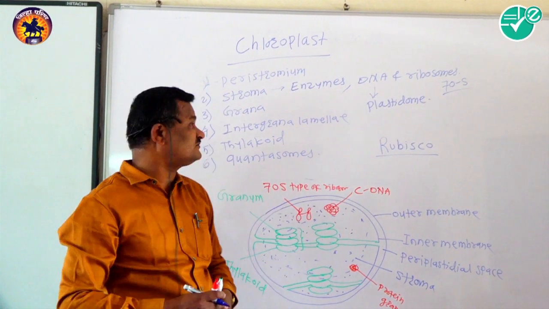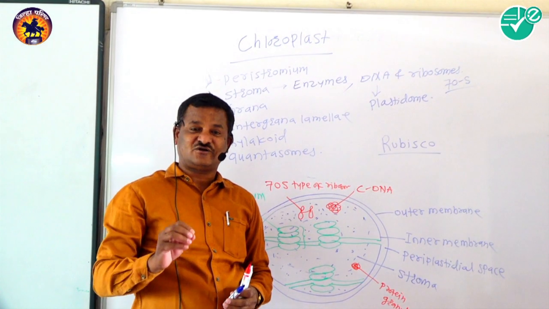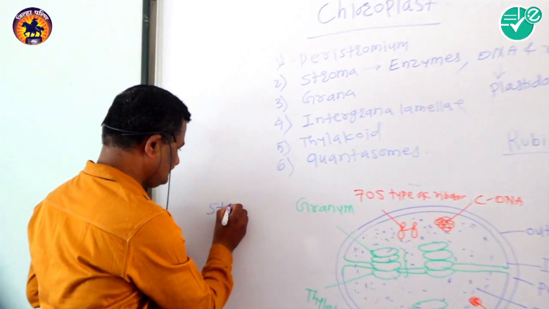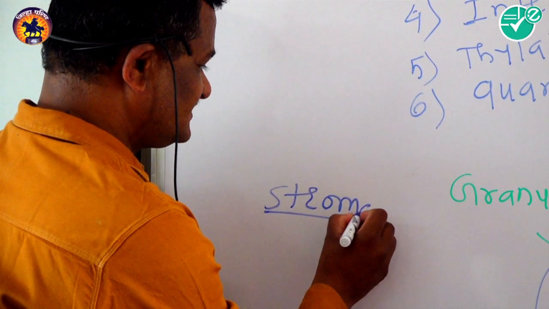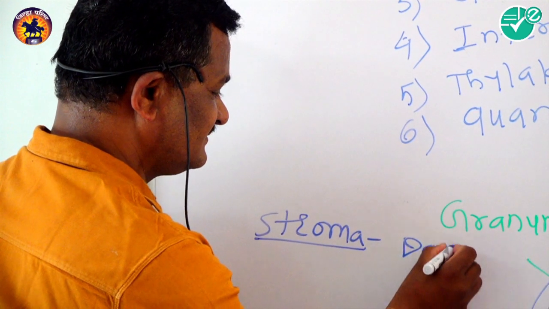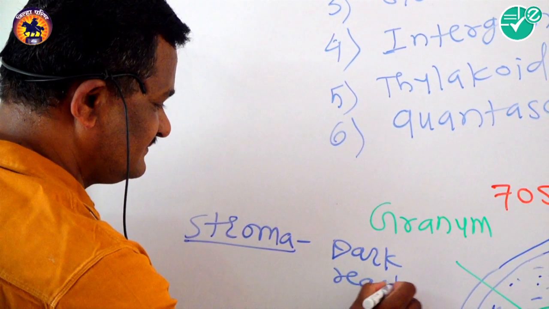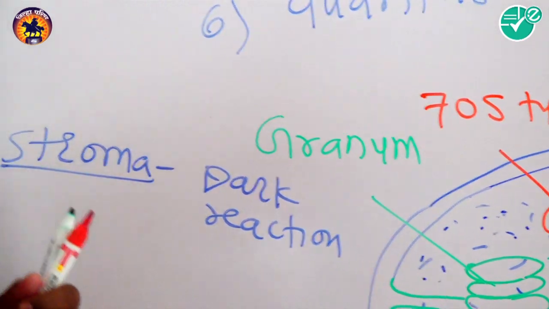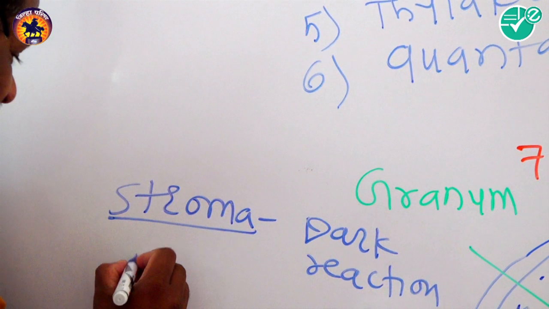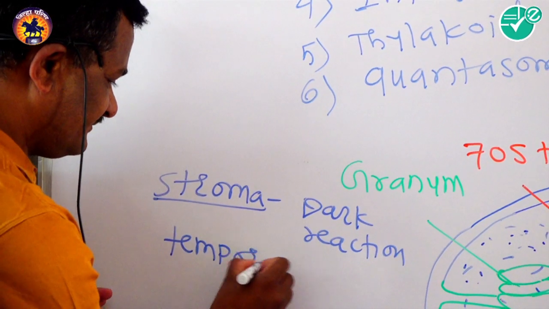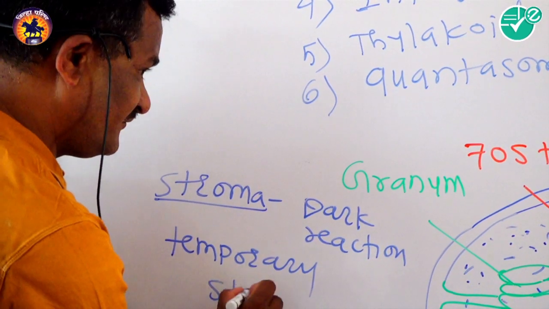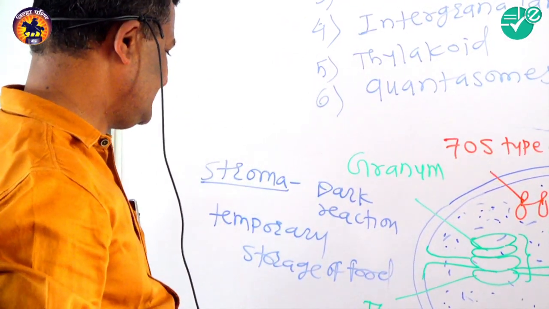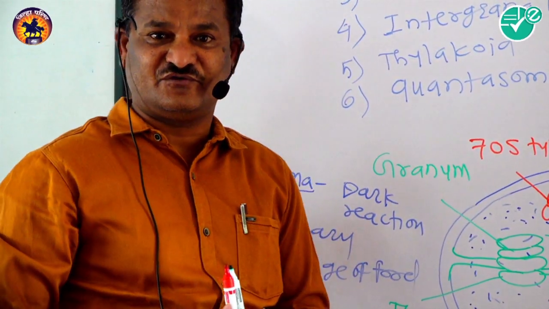What are the functions of stroma? Stroma is the site of dark reaction. Dark reaction takes place in the stroma. Stroma is also the site of temporary storage of food.